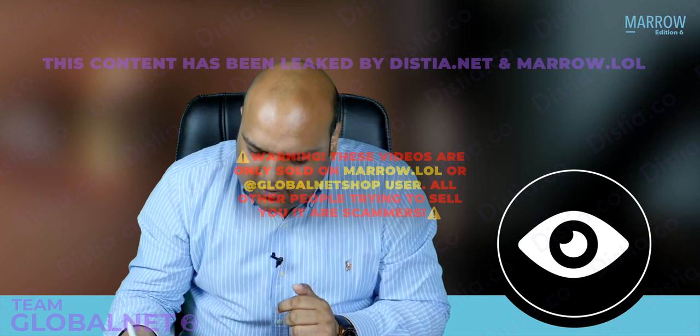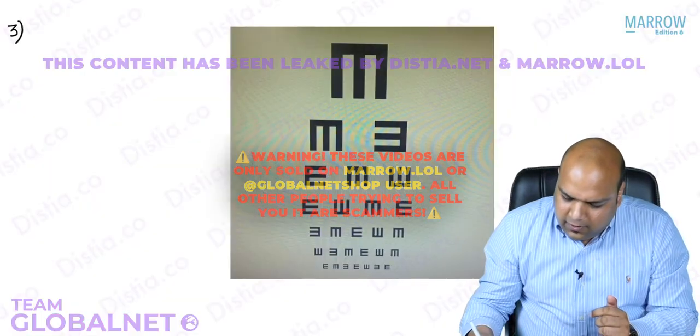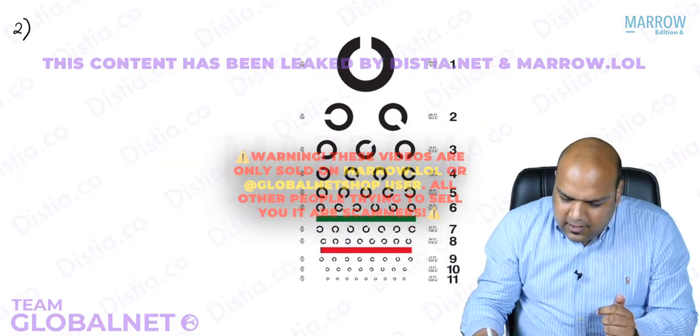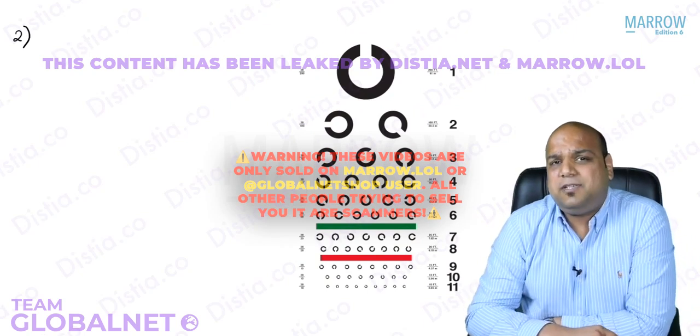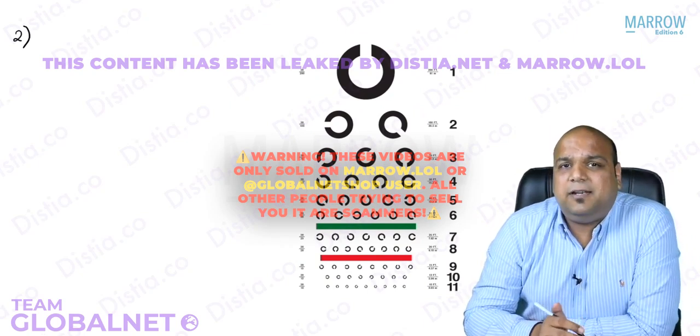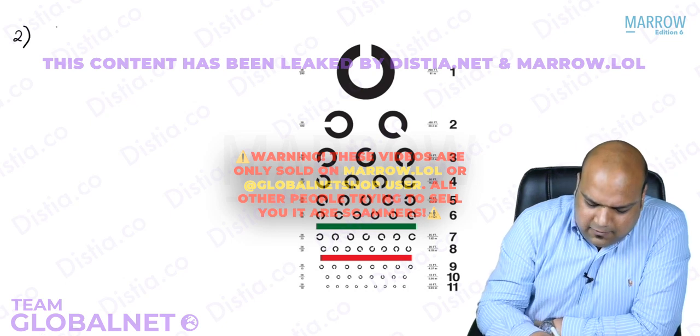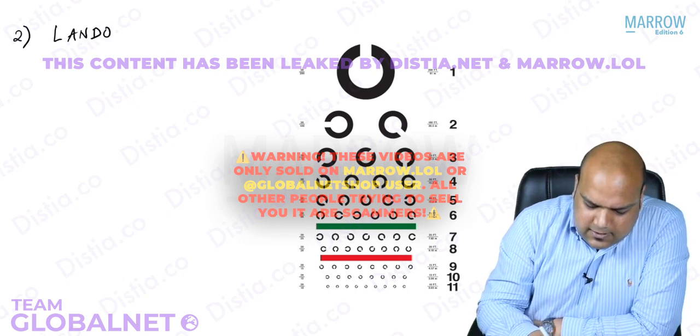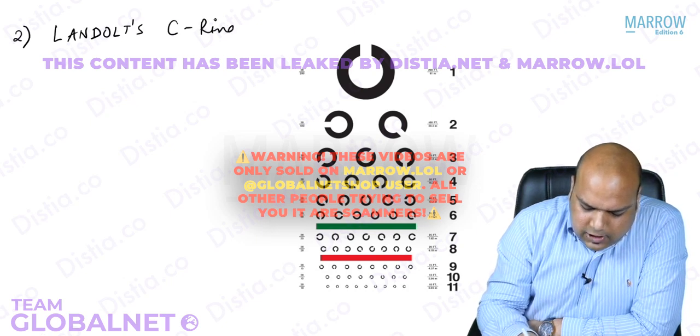But what if you have a patient or you have a relative who cannot read ABCD? Does that mean we cannot record his vision for far? No. We have other tests for that. So this is the second test, everybody, for far vision. This is Landolt's C-ring chart.